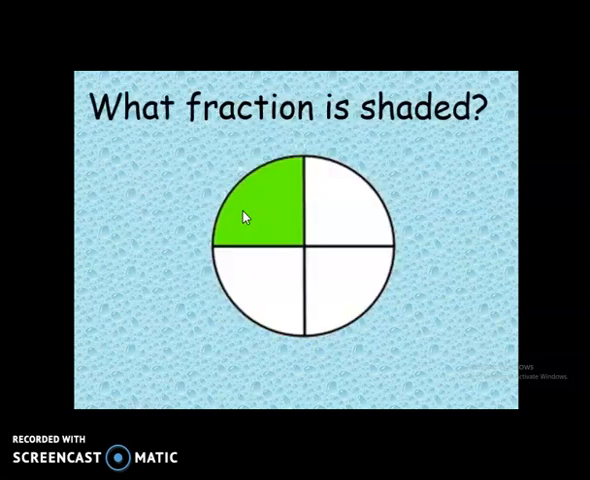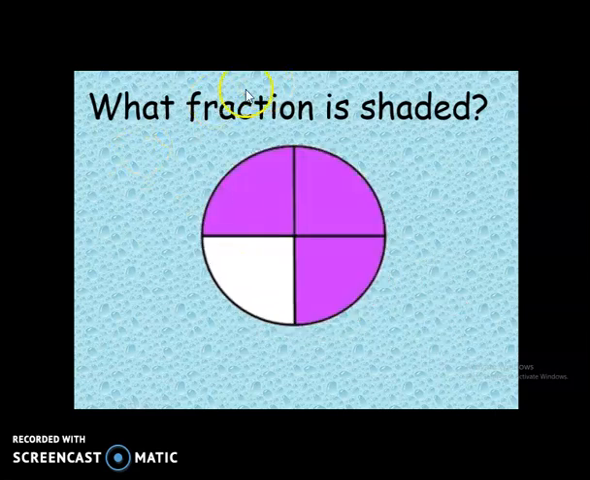Okay. So now what fraction is shaded? You're going to look at only the one part that has been colored. Then you tell me, what do you think? What is the fraction? Do we write 3/4 or 1/4? Correct. We write 1/4 because only one part has been shaded. One part has been colored. Okay. Good. Let's go to the next one.